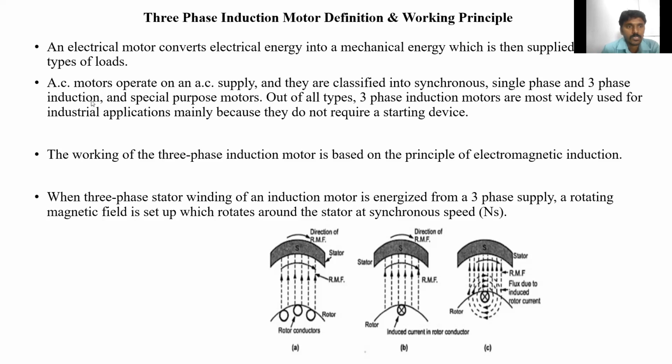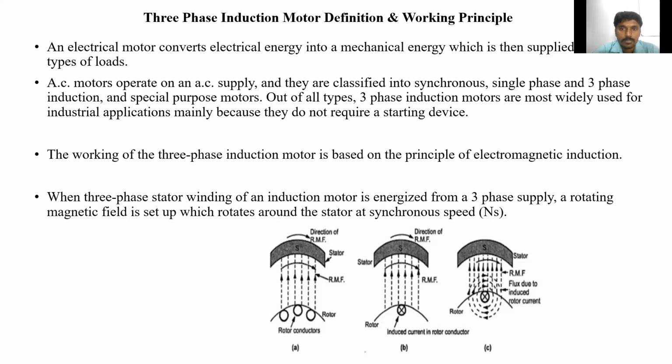Clear? So AC motors operate on AC supply. They are classified into synchronous, single phase and three phase induction, and special purpose motors. Out of all types, the three phase induction motor is most widely used for industrial applications, mainly because it does not require any starting device. Everybody knows we require the AC supply to start the AC motors.